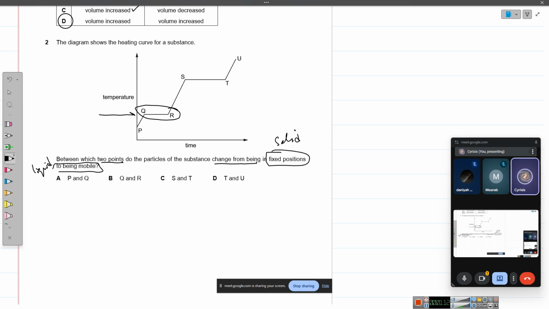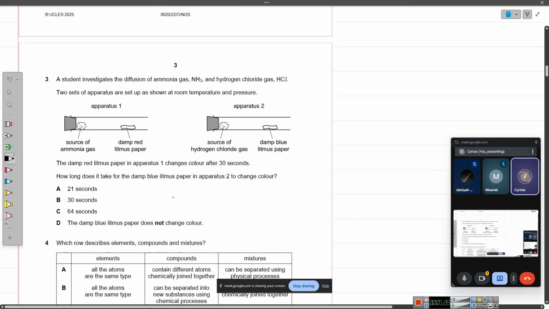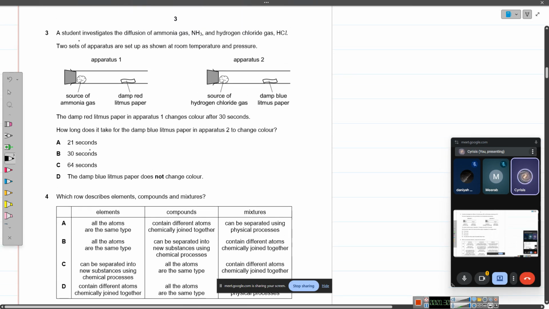Remember, the state changes when the temperature is not changing, right? So I'm going to take the flat ones. These peaks are not included. So it either could be S or T, that would be from liquid to gas, right? So it's going to be Q and R, option B for us. Okay. Stop me if any question is not clear, then I can explain in detail as well, right?